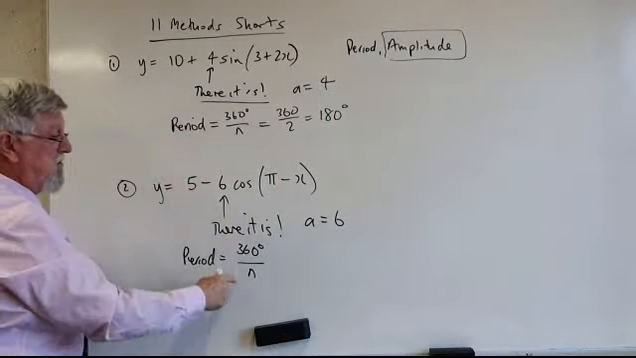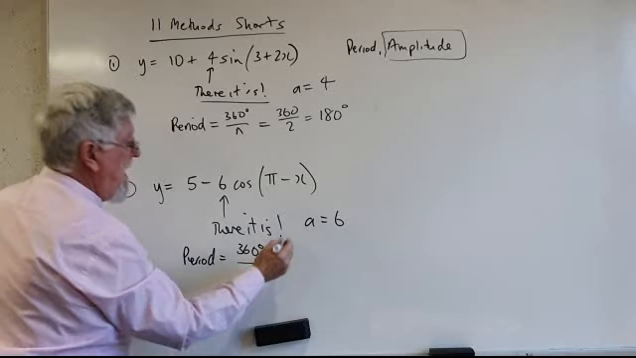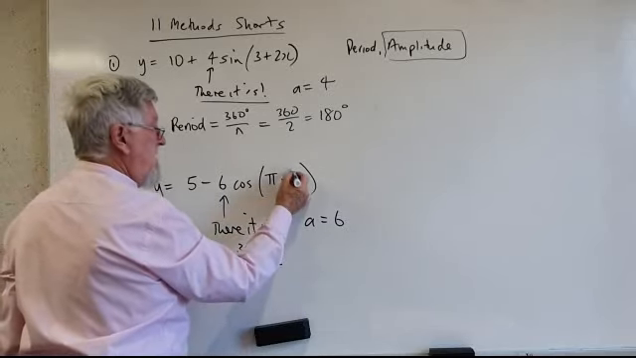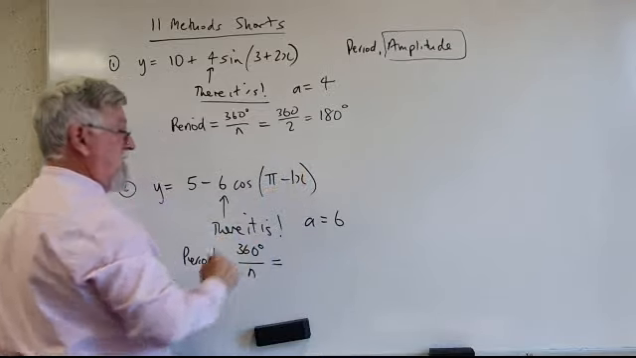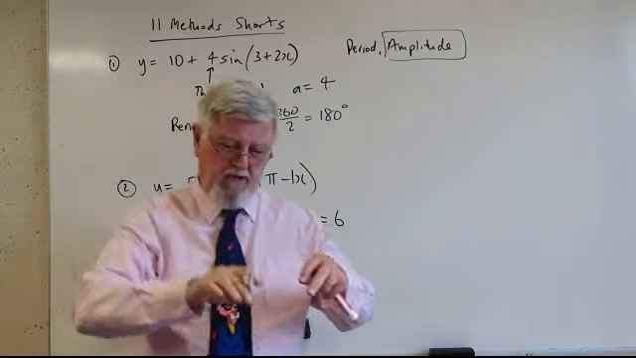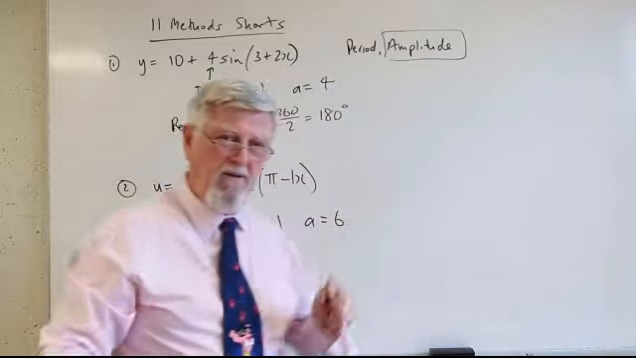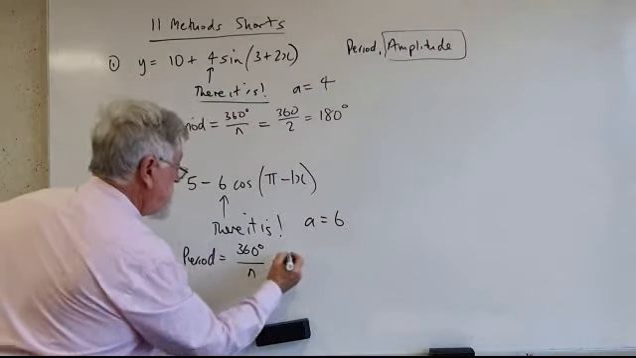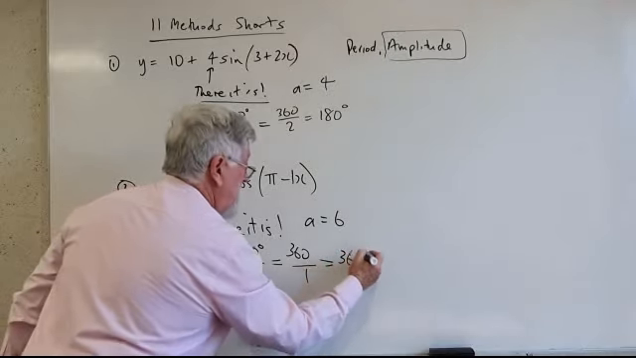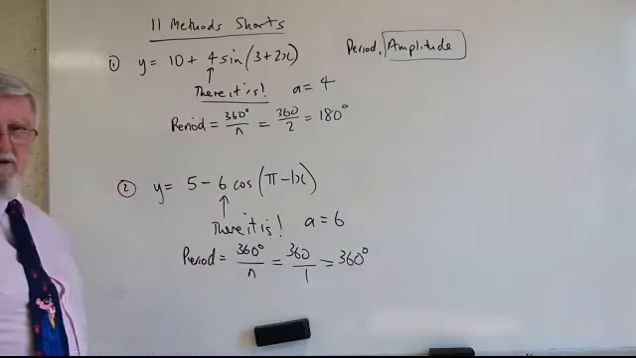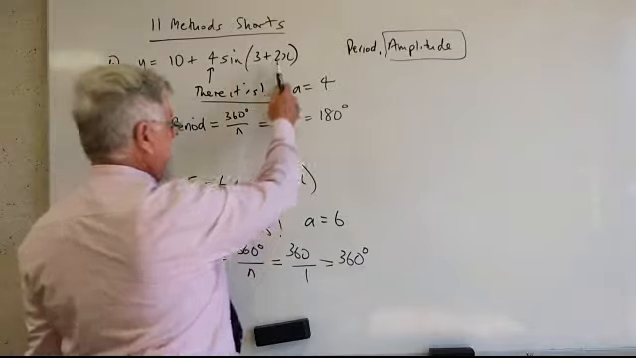So this is identical. But what number is there? 1. So the coefficient of x is 1, but it's a minus 1. When we're talking about period, do we care whether it's minus or positive? No. So it's just 360 on 1. We had a question almost identical to that in our test, and nearly everyone got it wrong, because they didn't know which number to use.